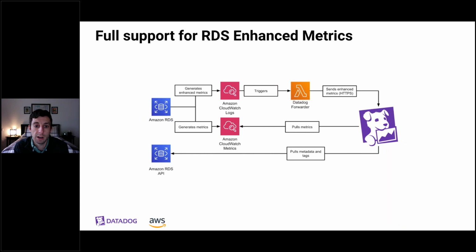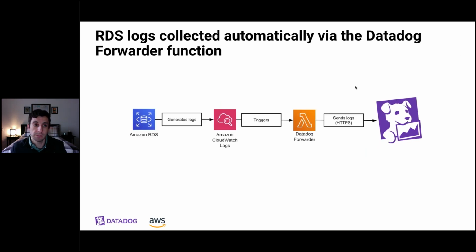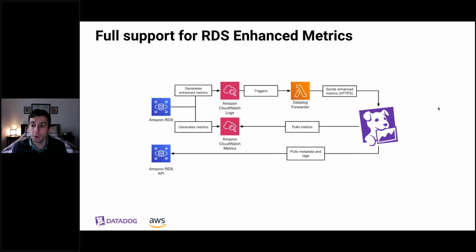We also have full support for enhanced metrics, which is another service that RDS makes available. So you can publish those metrics and you can forward those to Datadog as well via another open source project we call the Datadog Forwarder, which is a Lambda function that can basically read the enhanced metrics from CloudWatch logs, automatically trigger whenever anything new is published, and then send those metrics to the Datadog backend.